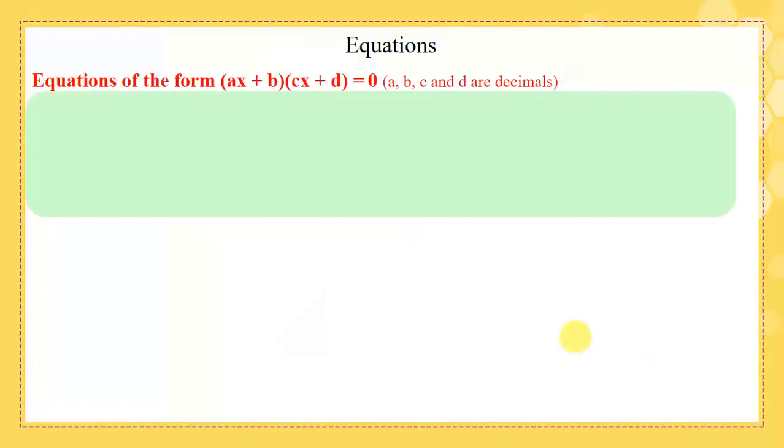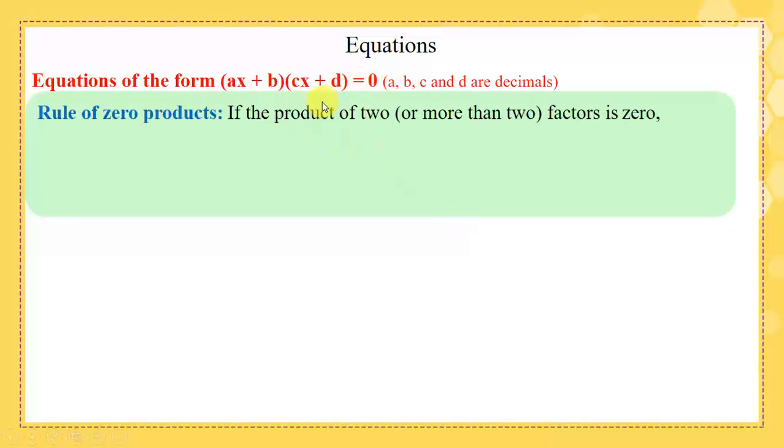Equations of the form (ax + b)(cx + d) = 0. In order to solve such equations, let us define the rule of zero products, which says that if the product of two or more factors is 0, this means that one of them must be 0.